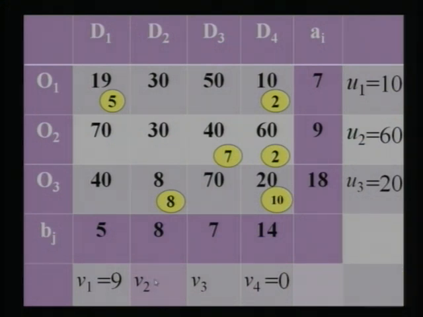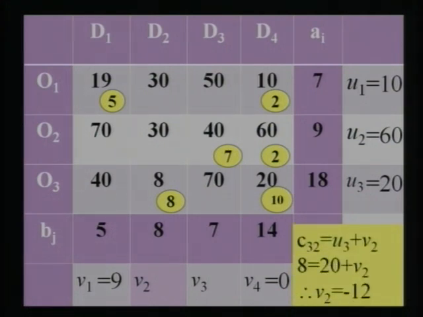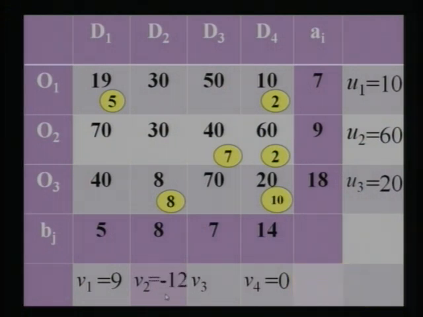Now we calculate V2 using which cell? The yellow circle cell, this one. Okay, what is that cell? 3, 2. So in the cell 3, 2, the formula will be C32 is equal to U3 plus V2. Okay, what is C32? 8, this black 8. U3 is 20. V2 is not known. So 8 is equal to 20 plus V2. So V2 becomes 8 minus 20. So it is minus 12. So remember, UIs and VJs can be negative also, or it can be 0 also. So V2 is minus 12. So I will write minus 12 now here. So this calculation is also over.